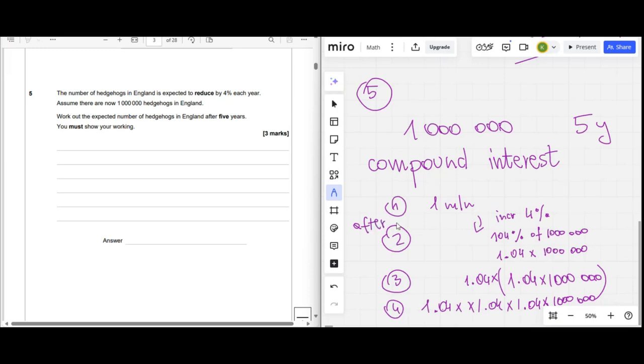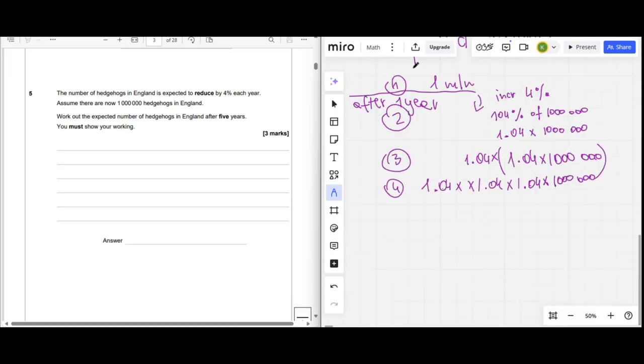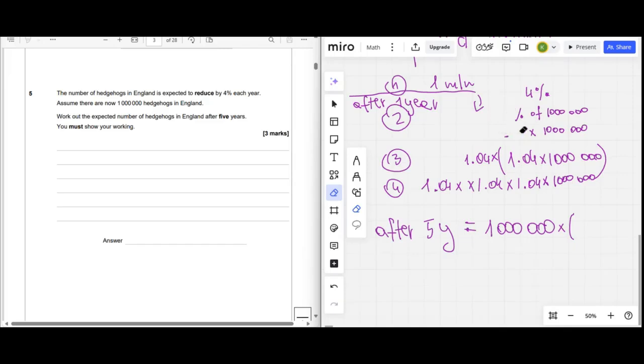After 1 year. Tak, to co się tu dzieje, to jest już after. No to after 5 years, that would be 1 million times, oh, sorry, it's saying that it's expected to reduce, not increase. My bad.